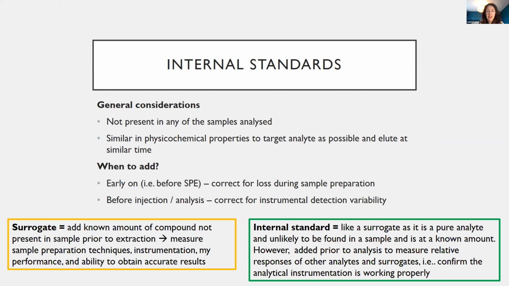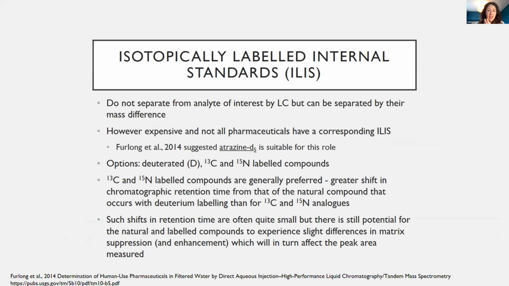So typically when you select an internal standard, the rule is that whatever happens to the analyte or your compound of interest will happen to the internal standard. And most often we use an isotopically modified version of the target analyte. What we want is that we don't want these isotopically labeled internal standards to separate from our analyte when we're doing the liquid chromatography, but we want them to be separated by their mass difference.